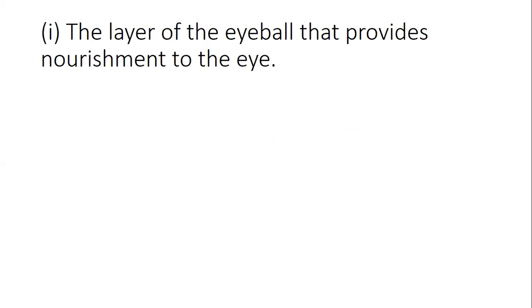Okay, let's start. The first question is: name the following. The layer of the eyeball that provides nourishment to the eye. The answer is choroid layer.